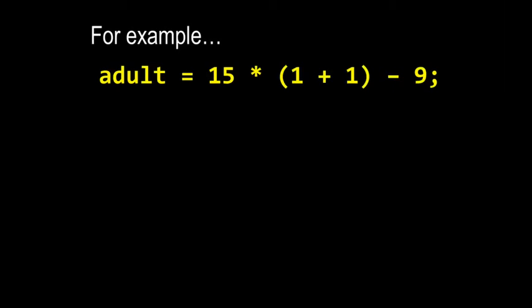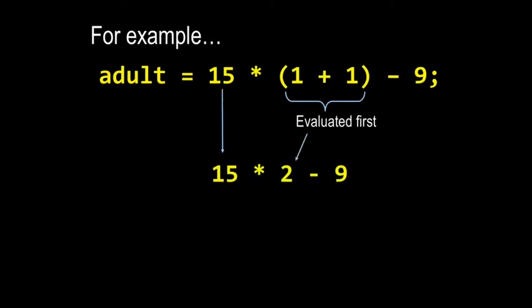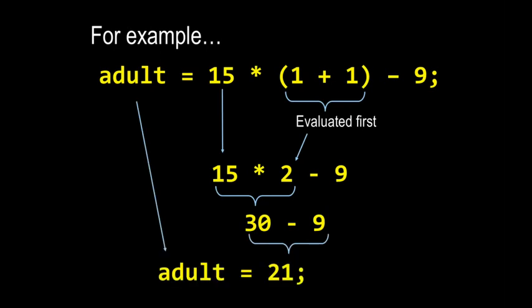If you're right, you're going to give me an air high five when I reveal the answer. Okay? So first of all, order of operations. Brackets are always done first. So we get this. Okay? Then order of operations. Multiplication is always done before subtraction. So then we have this. And 30 minus 9 is 21. High five for those who got it.